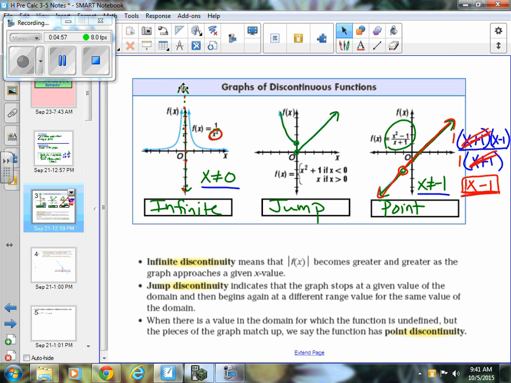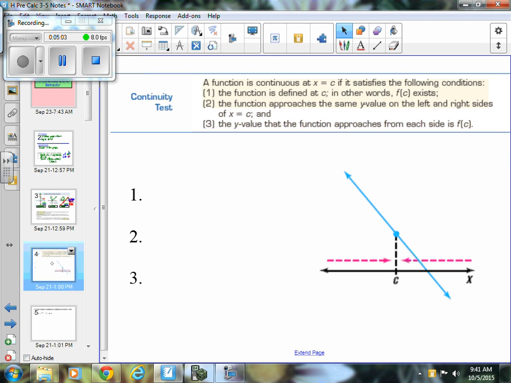Okay, so let's talk about how you prove these things are continuous. What if they don't have any of those 3 things? That brings us to something called the continuity test. This is a really big idea. We're going to be spending a lot of time on that again next year in calculus, something being continuous. The continuity test has 3 different steps that you have to prove and articulate justification for saying that it's continuous. They're going to use this variable C to stand for the number you're checking continuity at.